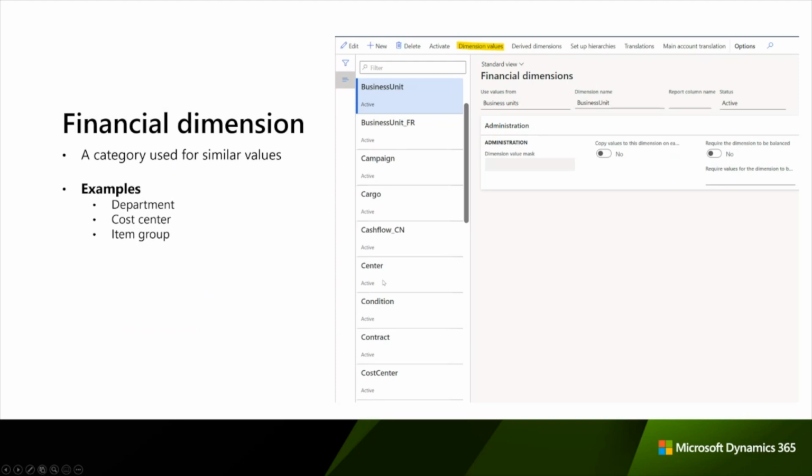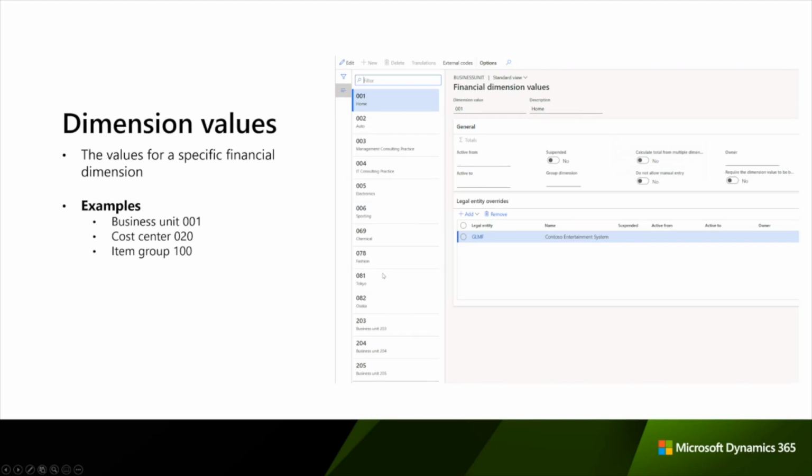A financial dimension is a category used for similar values, such as a department, a cost center, or an item group. The dimension values are the individual values for a dimension. So that could include business unit 1, cost center 20, item group 100. Those are values, and on the screen you can see all the values for the business unit dimension in demo data. We tend to use dimension and dimension values pretty interchangeably. Most of the time it's pretty clear which one you mean. Sometimes we might say one or the other, but it's common to use them interchangeably, and that's fine.